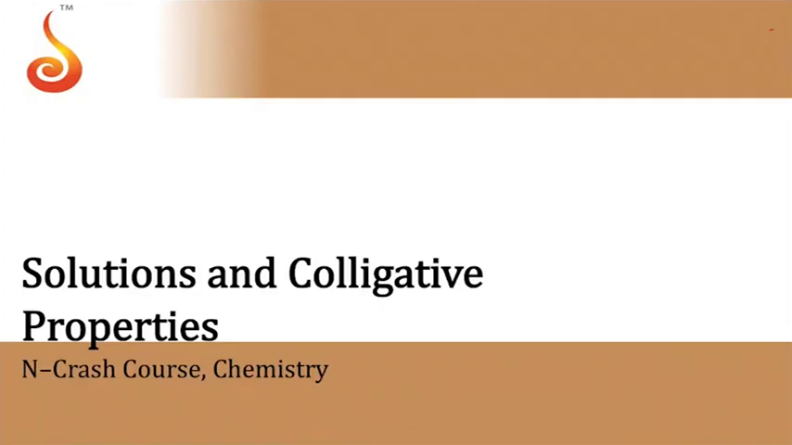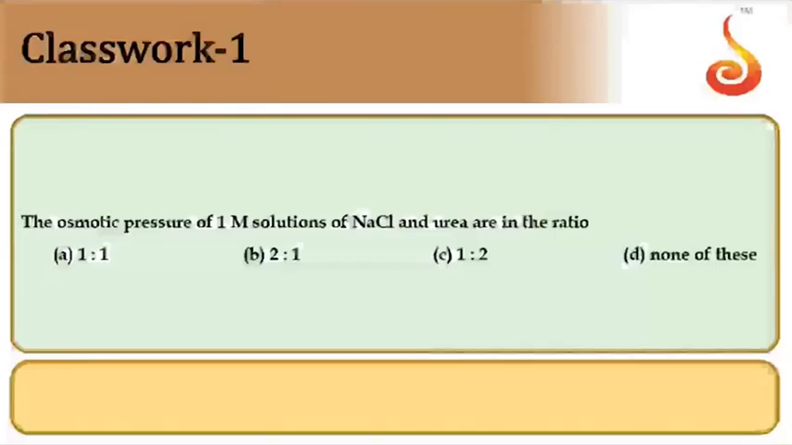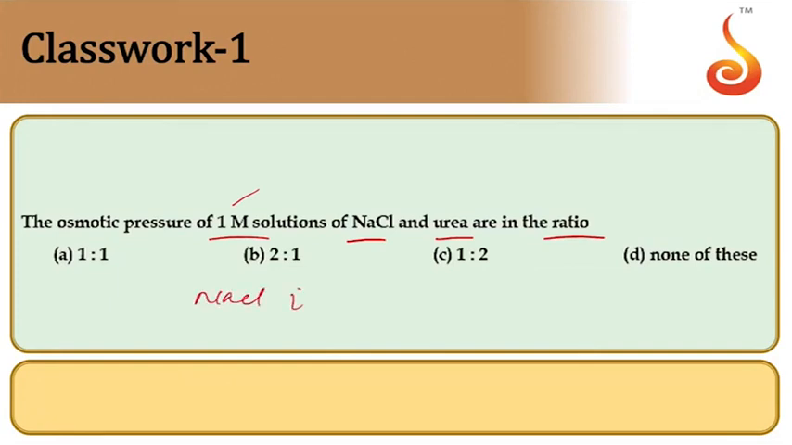Today we will discuss questions from solutions and colligative properties. Now the first question: the osmotic pressure of 1 molar NaCl solution and urea will be in the ratio. Both have the same concentration, therefore it depends upon the Van 't Hoff factor. For NaCl, the Van 't Hoff factor i is equal to 2. For urea, the Van 't Hoff factor i is equal to 1. Therefore NaCl will have higher osmotic pressure. Let us see the options. They are comparing NaCl to urea, so NaCl must have the larger value. It is 2:1, so the answer is B.